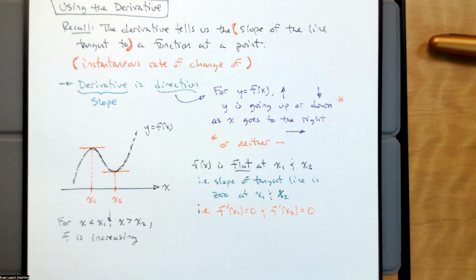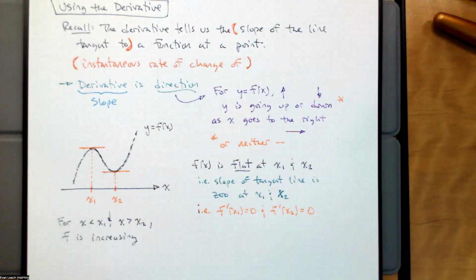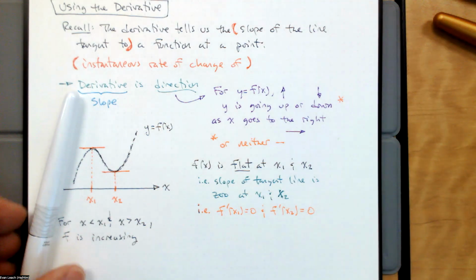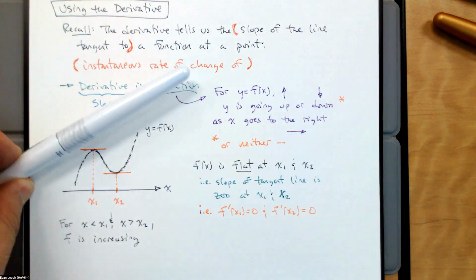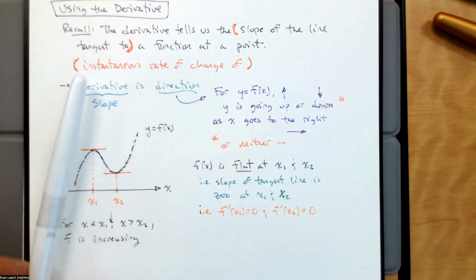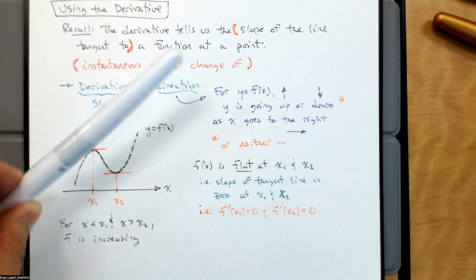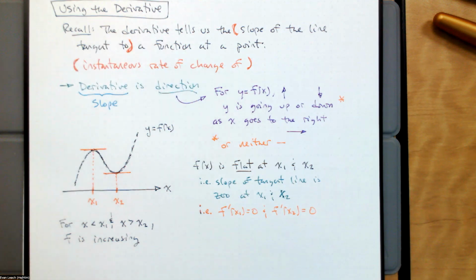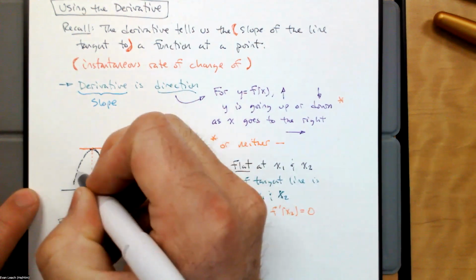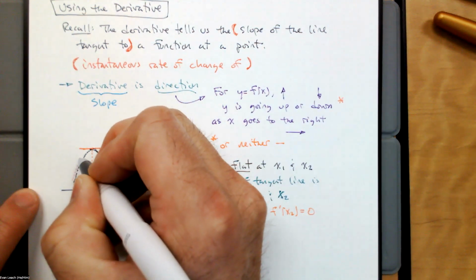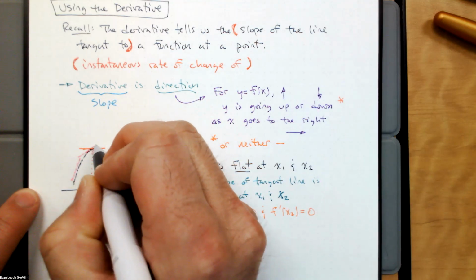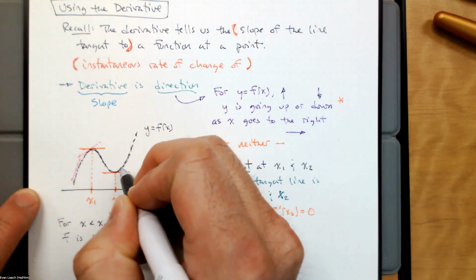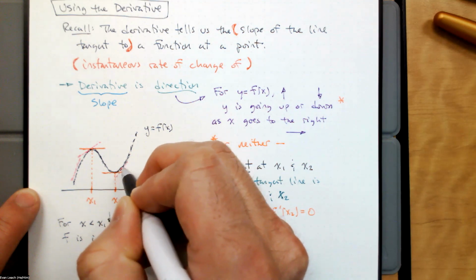If I stick a tangent line at any point on those intervals, notice that the slope of the tangent line is going to be positive. It's going to be pretty steep down here, and it's going to flatten out. But all the points before x1, the slope of the tangent line is positive. If I pick this point, draw a tangent line, slope is positive. Even at this point, it's less positive, but it's still positive. This point after x2, slope is positive.